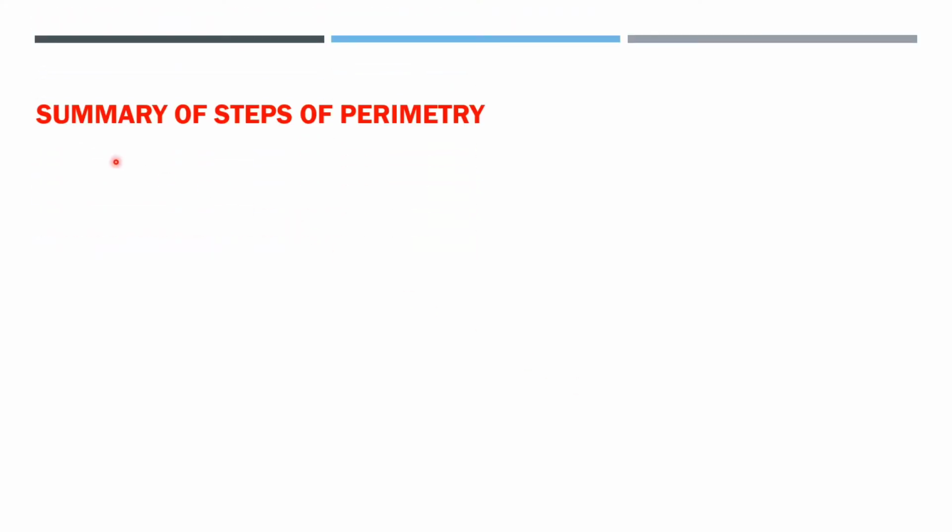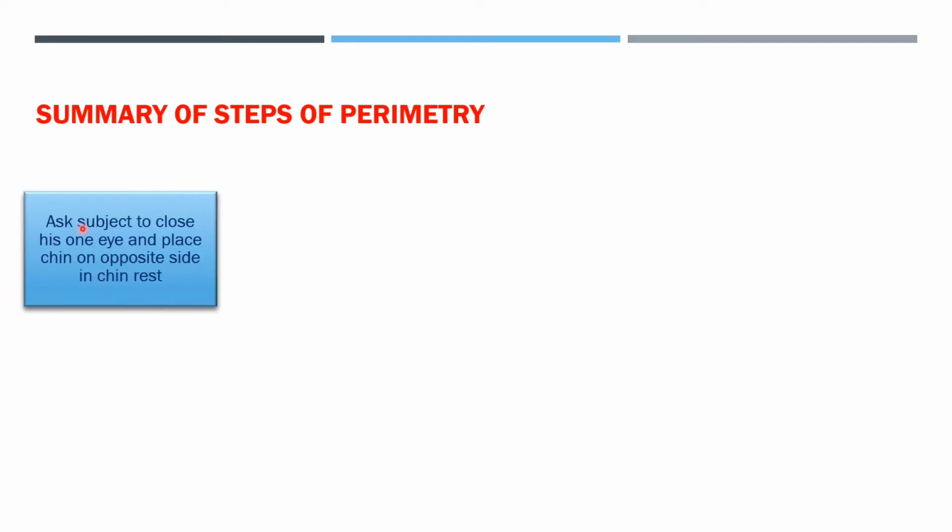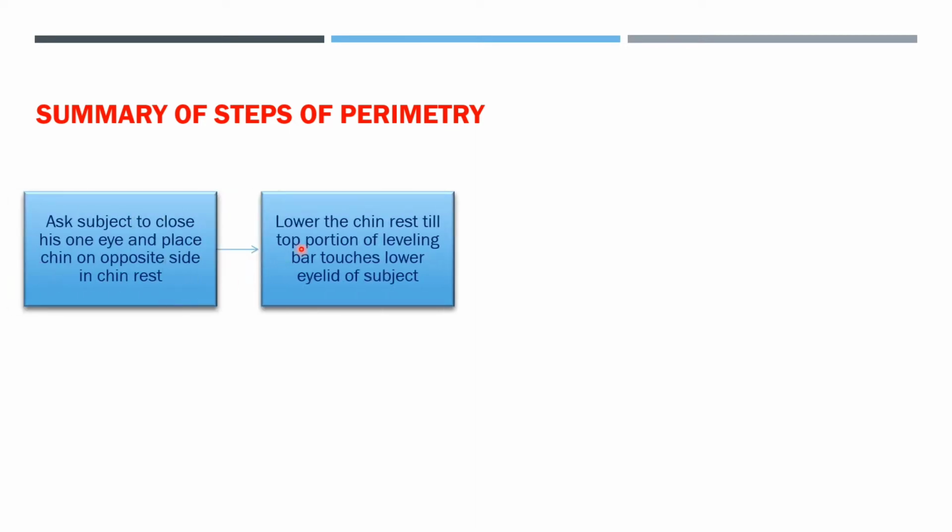Clear? So now to summarize the process of perimetry, first we have to ask the subject to close his one eye and place the chin on the opposite side in the chin rest. Then lower the chin rest till the top portion of the leveling bar touches the lower eyelid of the subject.